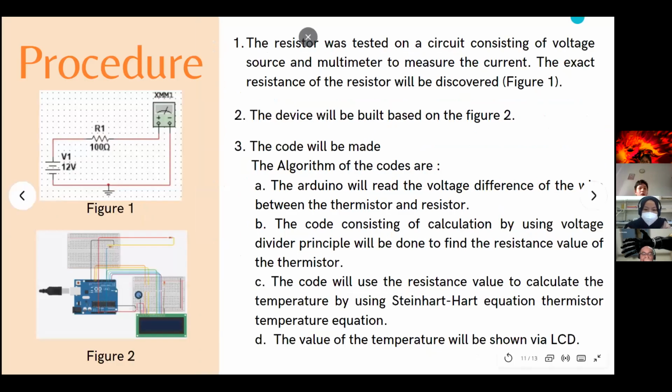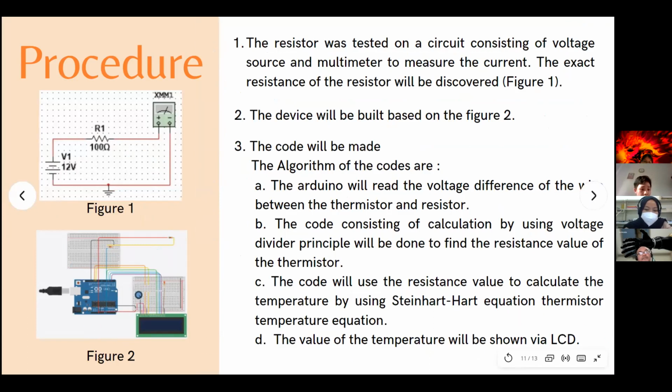For the procedure, first of all, we are going to test our resistor using the circuit in figure 1. We will measure the current, and then we will calculate the resistance. We do this because the resistor in the market is not ideal. There is some tolerance, so we have to get the exact value of resistance first. And then we will build the circuit based on figure number 2.